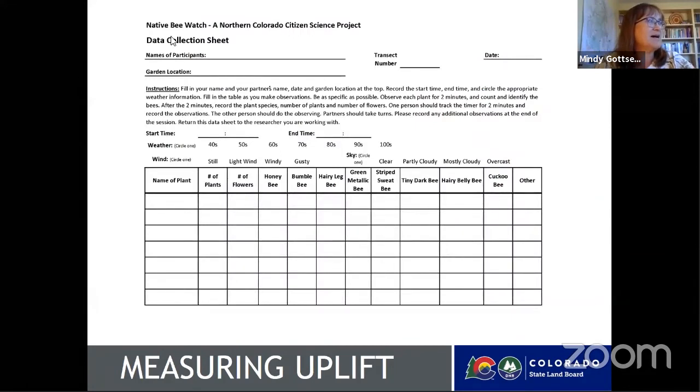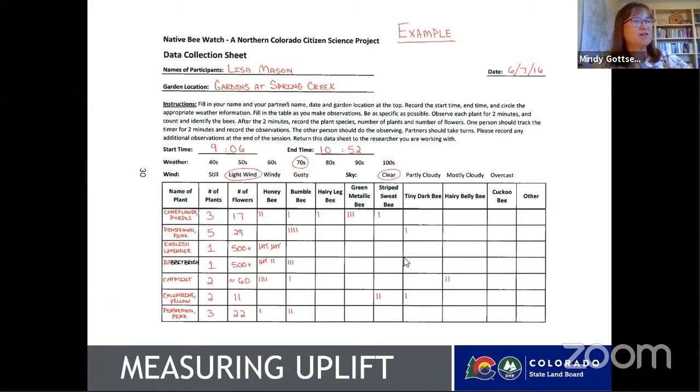This has a data collection sheet, and this is what it looks like when it's filled out. You basically walk along a transect and stop at each observation point for a certain amount of time and then document that. And so we're hoping to do this over a period of time, maybe visit each site 3 to 4 times through the season to see what kind of pollinators are there on which species.